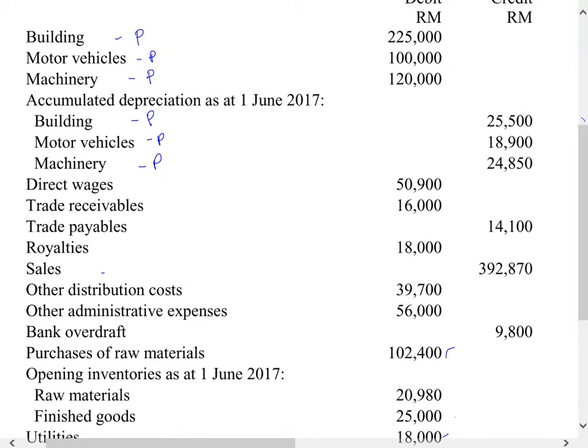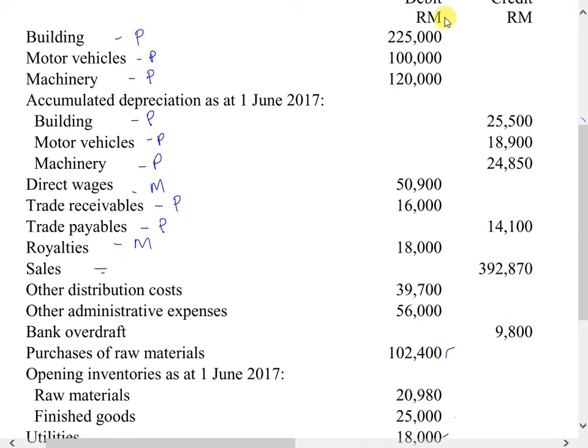Okay. Direct wages: manufacturing or P&L or SFP? It is part of my manufacturing account. Trade receivable, SFP. Trade payable, SFP. Royalties is part of my direct expense.